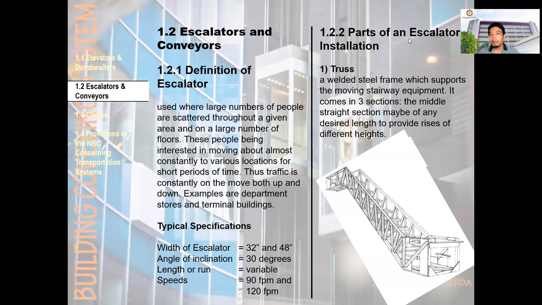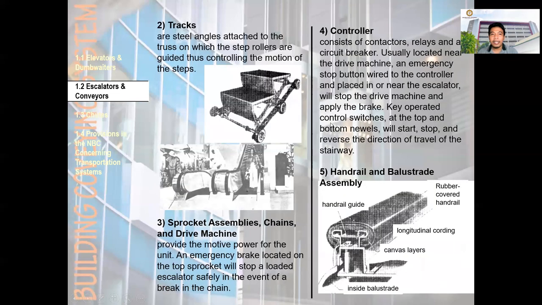Okay, so next we have the parts of escalator installation. For the parts, we have the truss or the frame, a welded steel frame which supports the moving stairway equipment. It comes in three sections. The middle straight section may be of any desired length to provide rises of different heights. And then the tracks are steel angles attached to the truss on which the step rollers are guided, through control and motion of the steps.